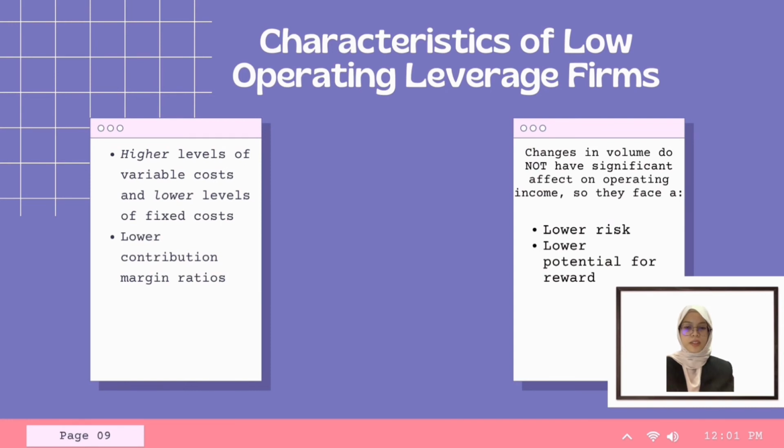There are also characteristics we can look at in order to determine whether a firm has low operating leverage. A low operating leverage company has a higher level of variable cost and a lower level of fixed cost. They also have a lower contribution margin ratio. For a low operating leverage company, changes in volume do not have a significant effect on operating income, so they will face a lower risk and lower potential for reward. An example of a firm with low operating leverage is a merchandising company.